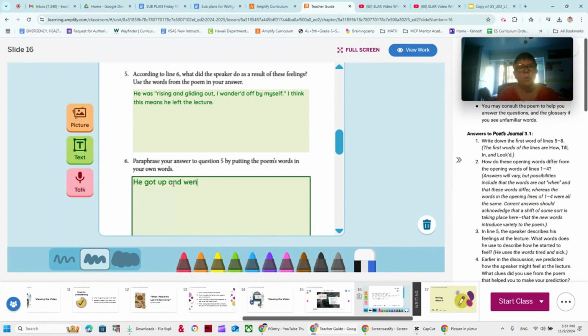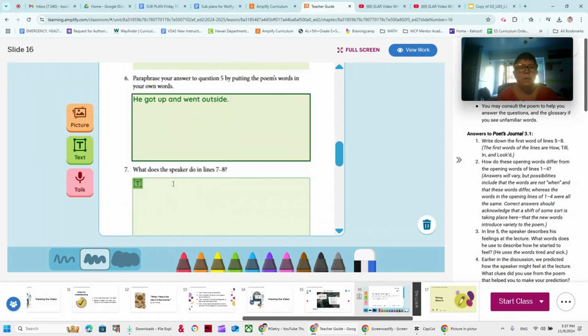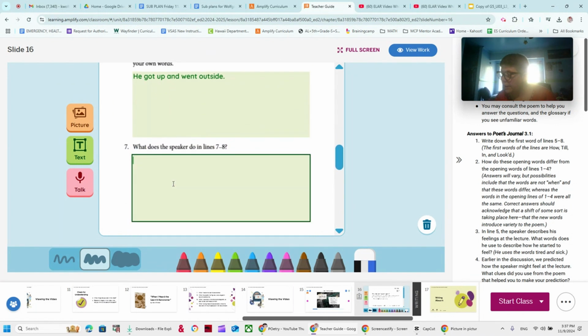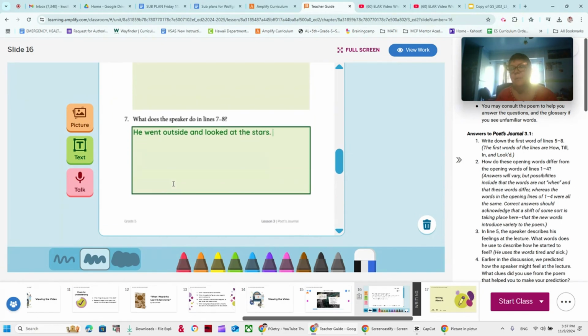He got up and went outside. Something like that. What does the speaker do in lines 7 and 8? He goes out into the night and looks at the stars himself, right? He went outside and looked at the stars instead of having someone explain it to him, right? So instead of looking at chocolate, he's eating chocolate. Instead of listening to someone talk about astronomy, he's looking at the stars himself.